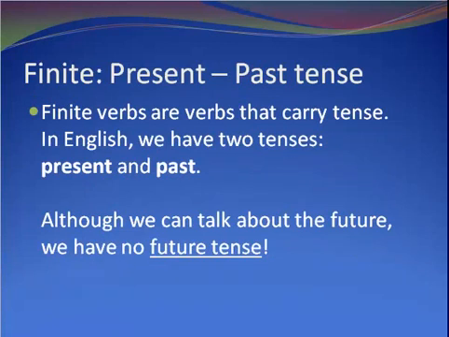Okay, now in this recording I'm just going to talk about finite forms of verbs. You've got finite forms and non-finite forms. There will be a separate recording on non-finite forms. Finite forms in English, there are only two, and that's the two tenses, present tense and past tense. And although we can talk about the future in English, we don't actually have a future tense. That means that there isn't a separate form in English that indicates that we're talking about the future. Of course, we can talk about the future, but we don't have a form of a verb that shows future.